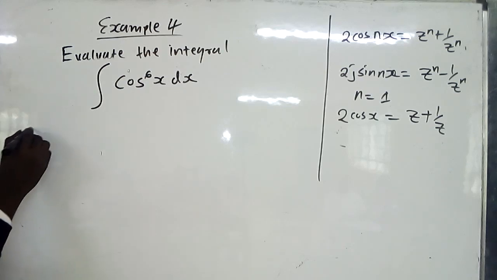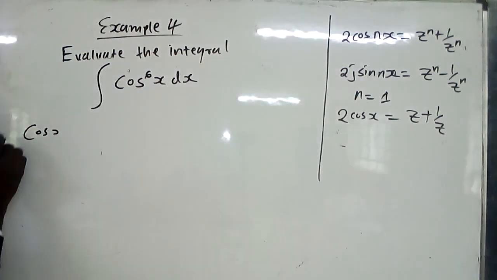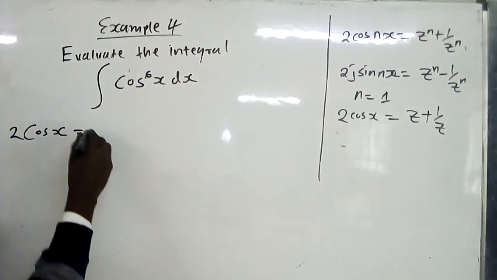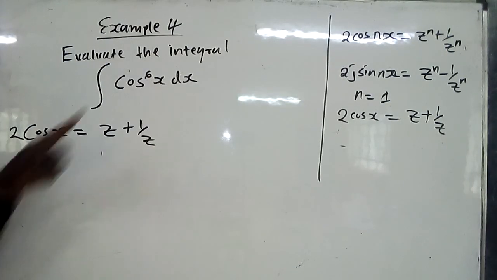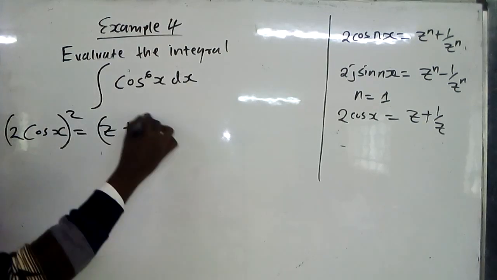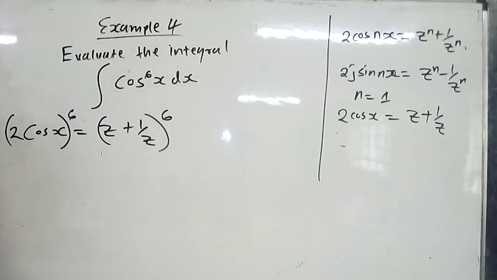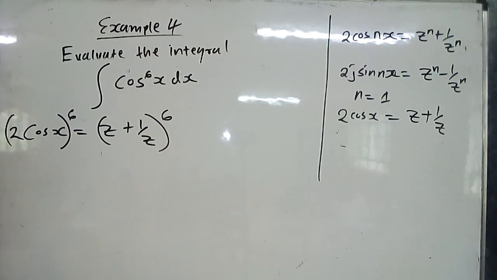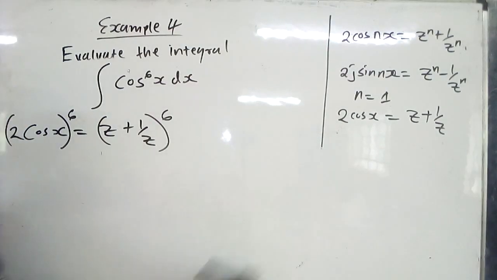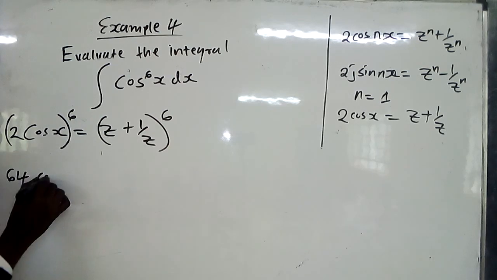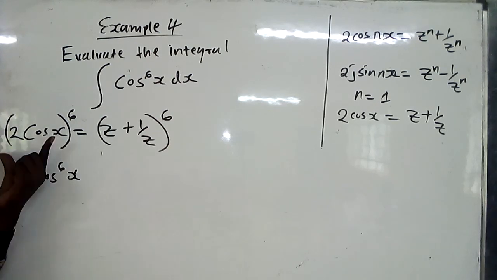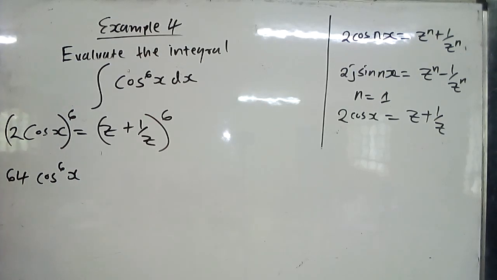So from there you now see cos raised to power 6 x. What do you have? From here, 2 cos x is equal to z plus 1 over z. So you want cos raised to power 6, meaning you raise both sides of the equation to power 6. So 2 raised to power 6 is 64, and cos x raised to power 6 is cos^6 x. You are done with the left hand side of the equation, isn't it?